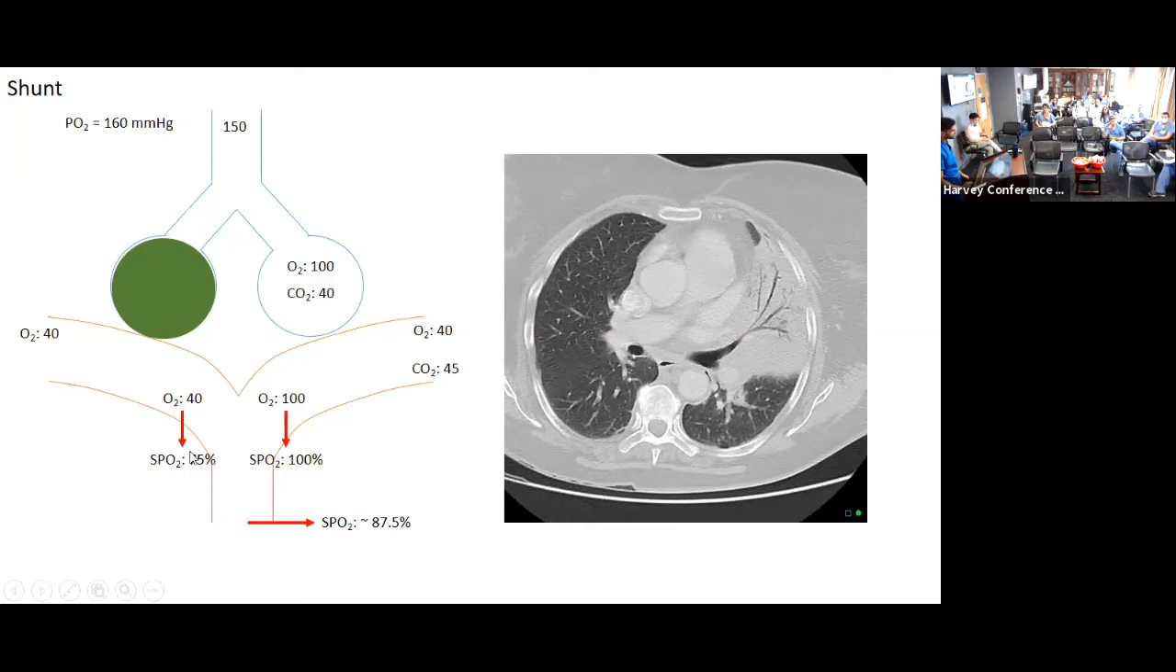But if you acutely did this to somebody, and this is why this problem doesn't get better with oxygen. So this is why severe lobar dense pneumonia can be refractory to oxygen therapy. Shunt classically doesn't improve with oxygen because let's say you put somebody on 100% oxygen, the PO2 goes way up.